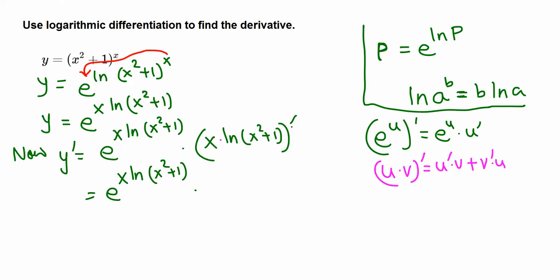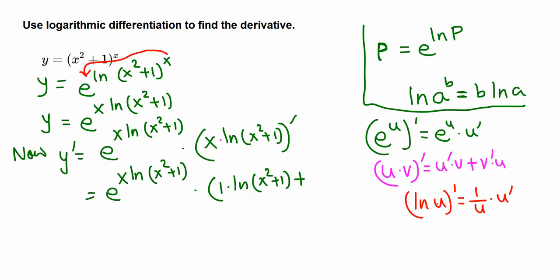So using the product rule, derivative of first factor x is 1 times natural log of x squared plus 1, plus the derivative of second factor, which is natural log of something, x squared plus 1. Another chain rule, we know that when we find the derivative of natural log of something by chain rule, it is 1 over that u times the derivative of u. If u were just x, then derivative of natural log of x is 1 over x times x prime, the derivative of x, which is 1.